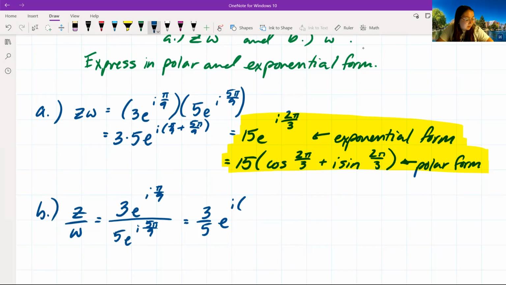So we're going to end up taking our value of pi over 9 minus 5 pi over 9. So when we simplify this, we'll end up getting 3 over 5 times e to the power of i times negative 4 pi over 9.